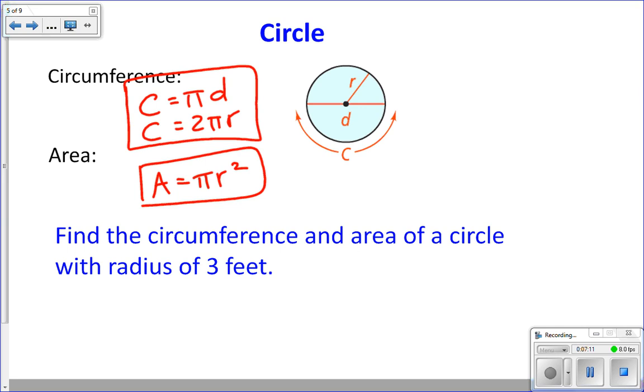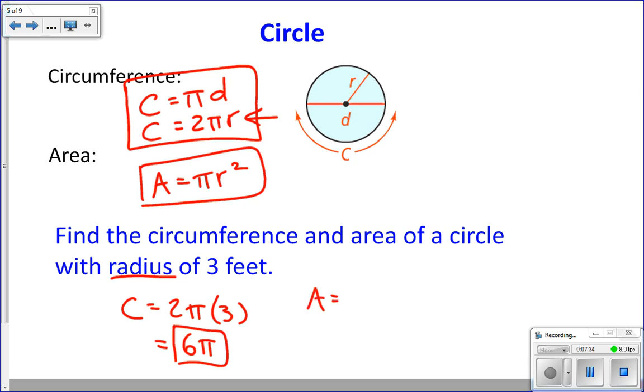Find the circumference and the area of a circle with radius of 3 feet. For the circumference, I have the radius, so I'm going to use this formula: 2 pi times the radius, which is 3, and I get 6 pi. And I'm fine leaving it in terms of pi without plugging it into my calculator. So I'm going to say 6 pi is the circumference. The area is pi r squared, or pi times 3 squared. Now 3 squared is 9, so I have 9 pi is the area of my circle.